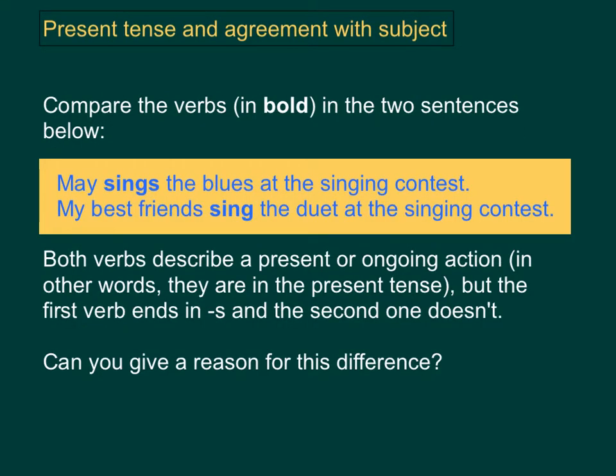Now let's compare the verbs in bold in the two sentences below. The first sentence, May sings the blues at the singing contest. The second sentence, my best friends sing the duet at the singing contest.